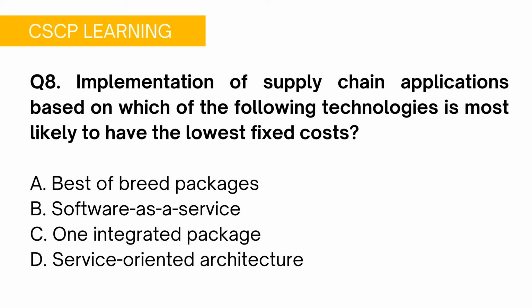Let's have a word on options C and D as well. Option C says one integrated package. One integrated package is a made-up term and has nothing to do with the lowest cost. Option D is service-oriented architecture. Service-oriented architecture is a way to make software components reusable using interfaces. Again, it has nothing to do with the lowest cost. Let's move on to the next question.